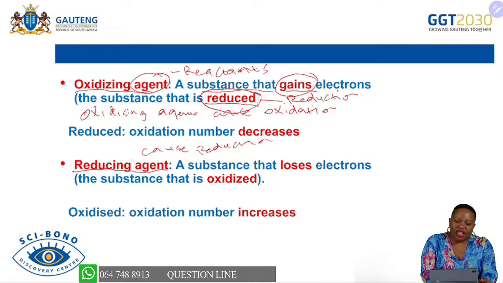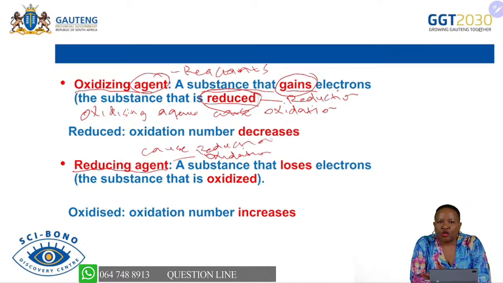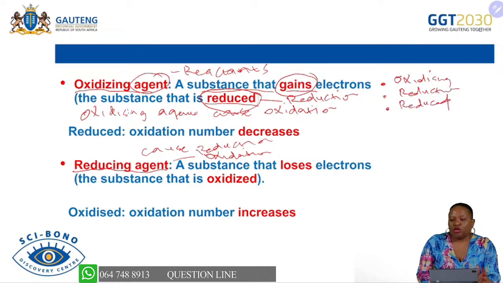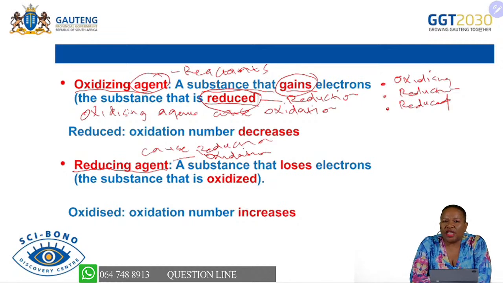Exactly as the reducing agent. The reducing agent will do what? Will undergo oxidation. But what does it do? It causes reduction. So what you need to remember is that each agent, like oxidizing, will undergo a reduction reaction, and at the end of the day, that agent will be reduced. So it is very important that you understand what we mean by oxidizing or by reducing.